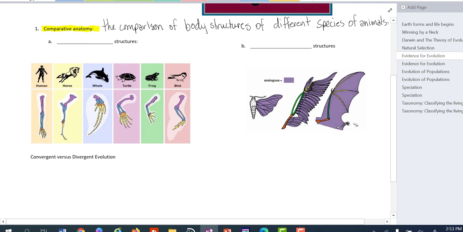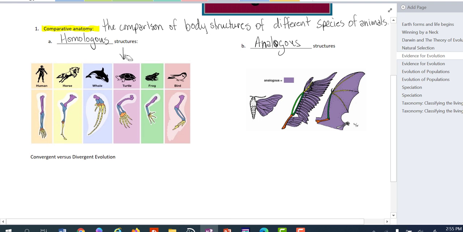And there's kind of two different ways of describing structures that might be similar between two different species. And the terms that we use are what we call homologous structures, all right, which is what the image is showing down here, which I'll get to in a sec. And we have what are called analogous structures. So what's the difference between the two?